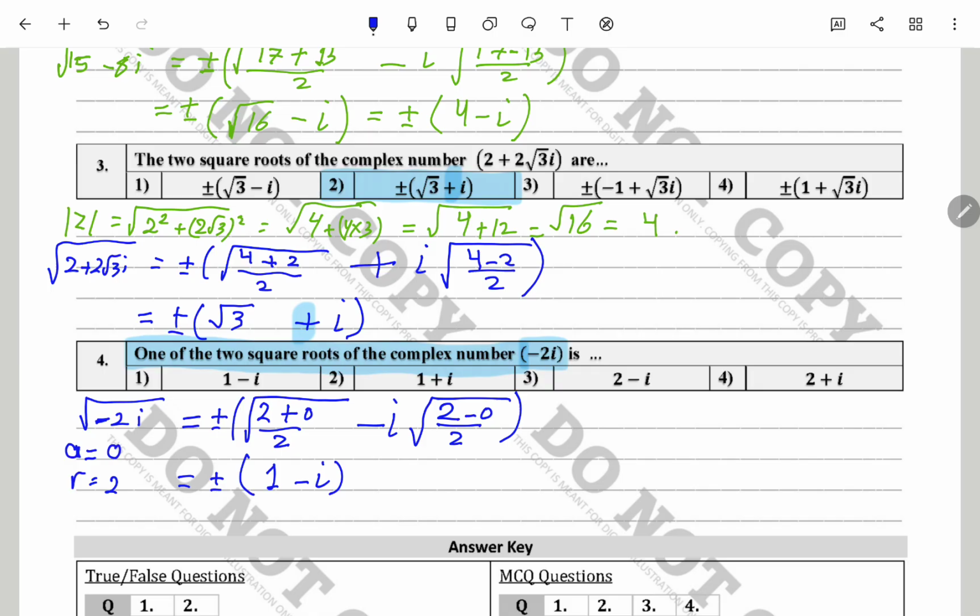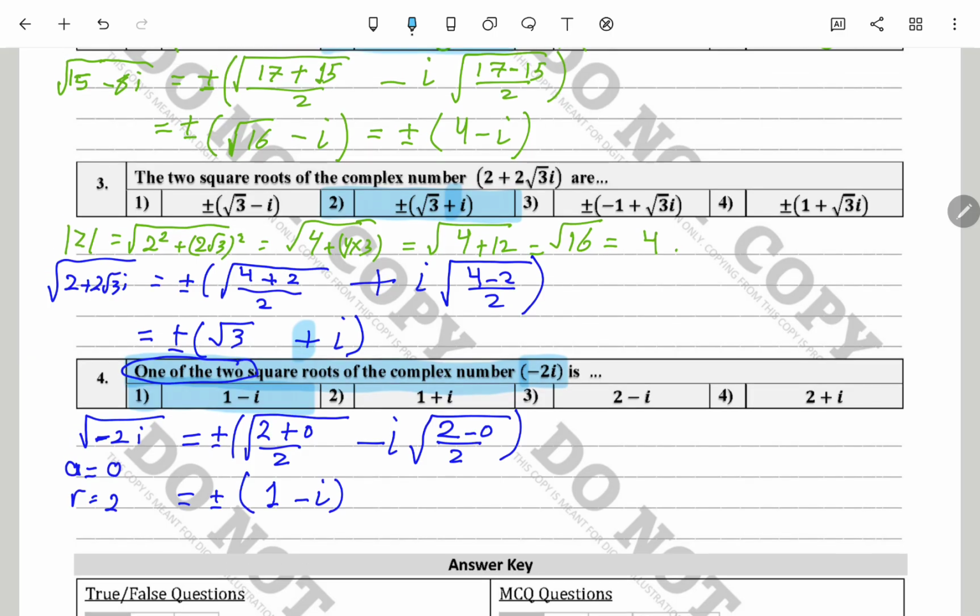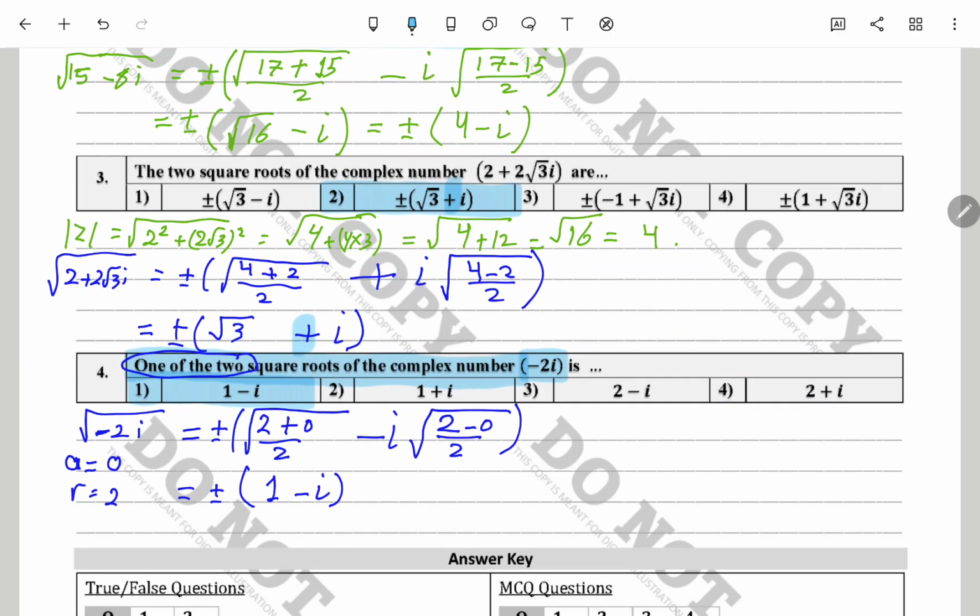So the answer is going to be one of the two square roots. He didn't ask for finding both of them. So you can choose one of them, which is going to be the first choice, plus 1 minus i. And this is the end of this question. But I would like now to write for you some formulas that can help you find the answer easily. Here I can write them for you.